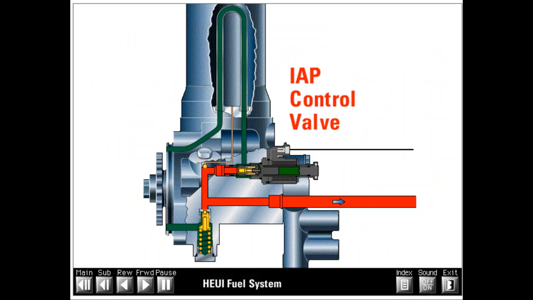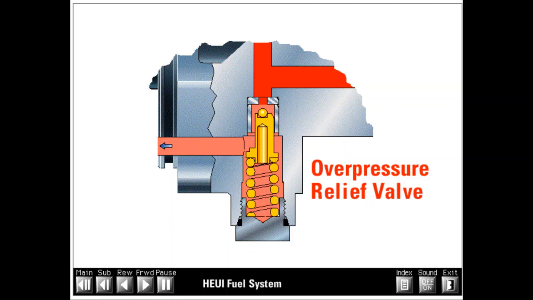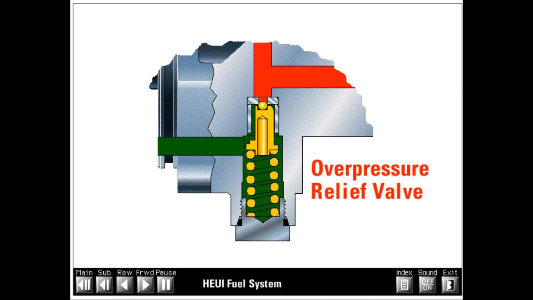High-pressure oil from the outlet port of the pump barrel assembly flows through a passage in the pump housing and onto the outlet port at the back of the pump housing. The passage to the outlet port is also connected to the IAP control valve and the overpressure relief valve. The overpressure relief valve remains inactive during normal engine operation. This simple spring-loaded relief valve only opens if a major system malfunction occurs. A major malfunction could cause actuation pressure to greatly exceed normal operating pressures.